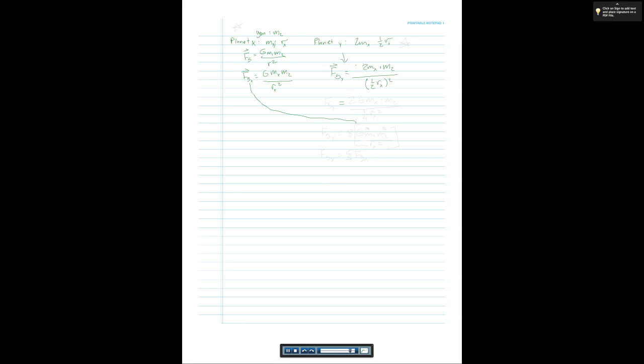So simplifying that down, FGY, I'm going to bring that 2 out. So I've got 2G mx times m2 all over (1/2) squared, which is 1/4, rx squared. Now dividing by 1/4 is like multiplying by the reciprocal, so this FGY is 8G mx m2 all over rx squared. And hey, does that look familiar? That is that right there. FGY is 8 times FGX. In other words, on planet Y, you would weigh 8 times as much.